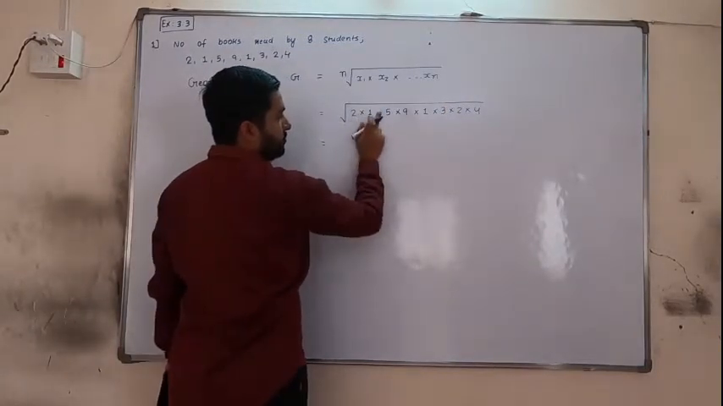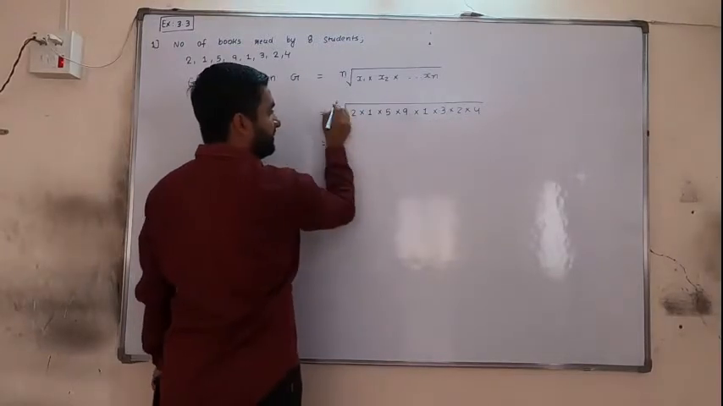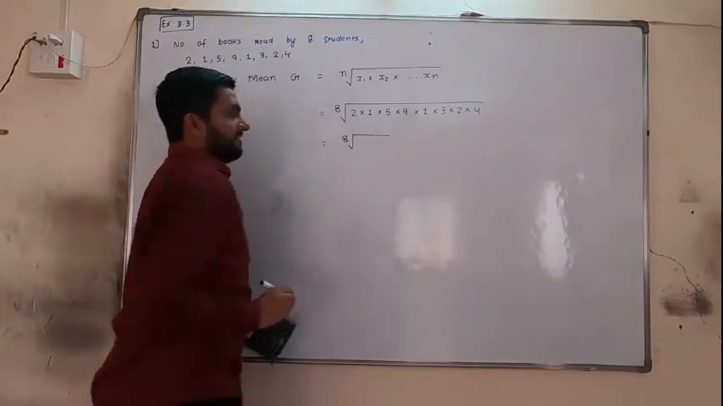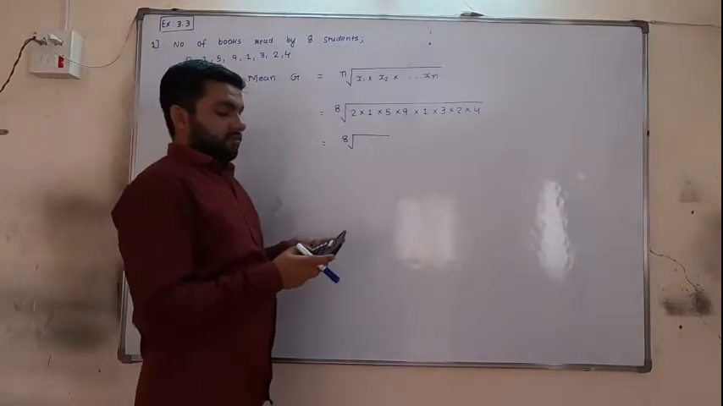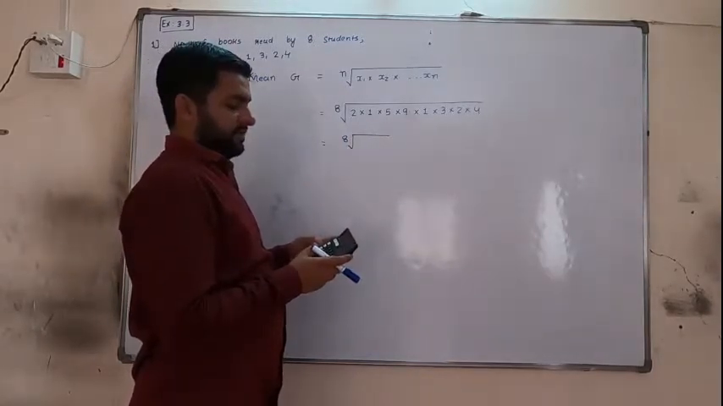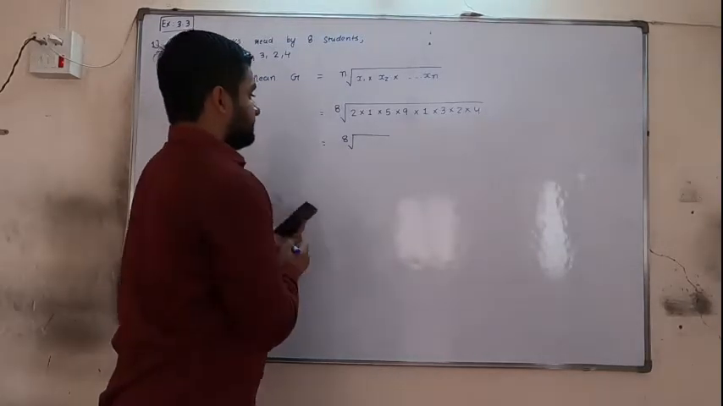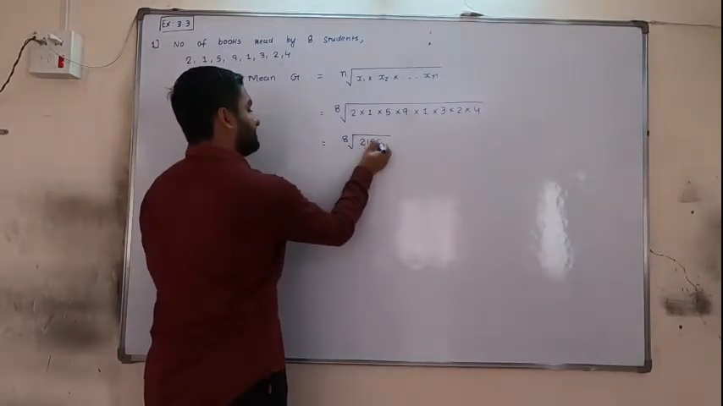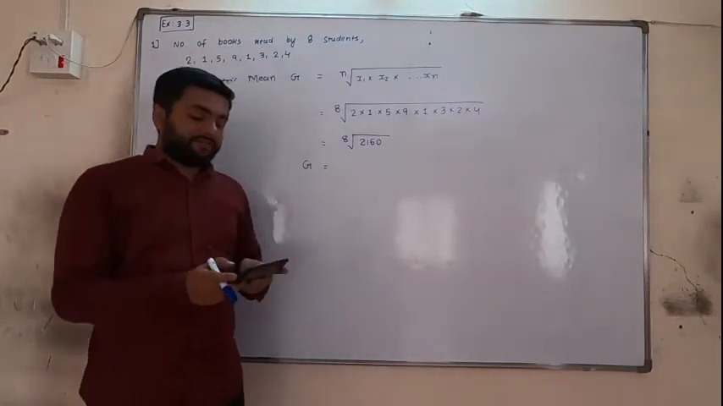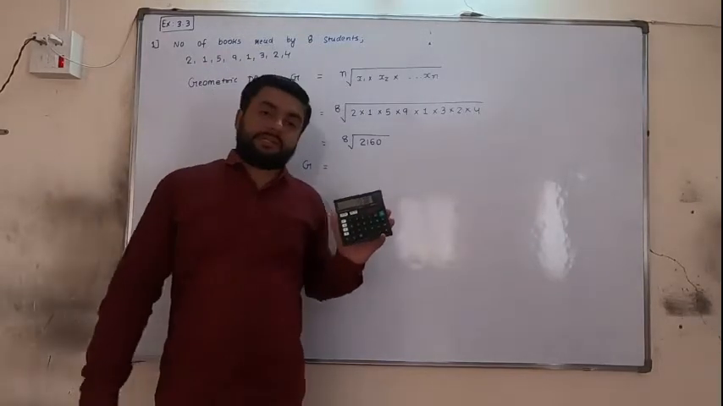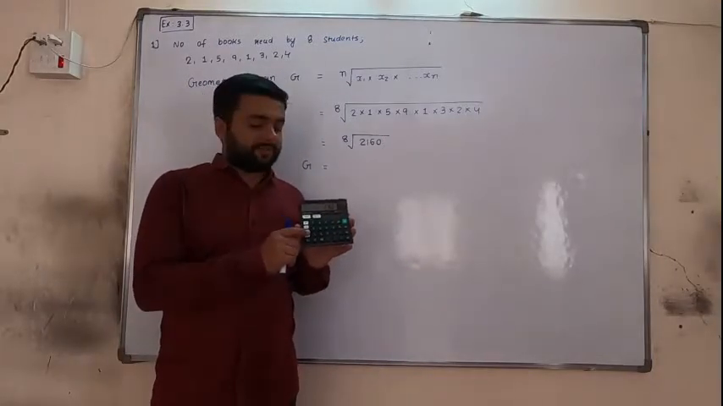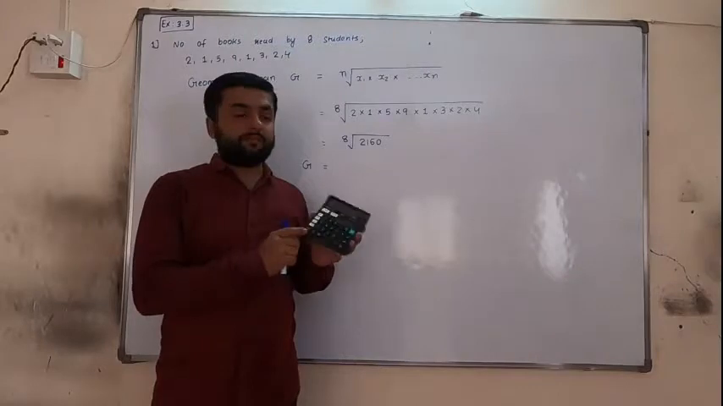Now calculate: 1, 2, 3, 4, 5, 6, 7, 8. If there are 8 values, then 8th root. So again 8th root of, what is the multiplication of this? Use your calculators. 2 into 1 into 5 into 9 into 1 into 3 into 2 into 4 is 2160. Now 8th root of 2160. Write 2160 in your calculators. As it is 8th root, press the square root button 3 times.